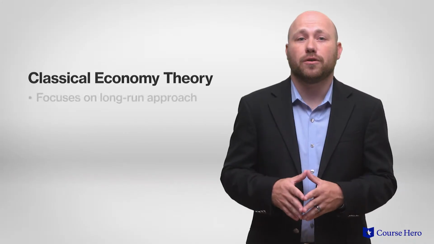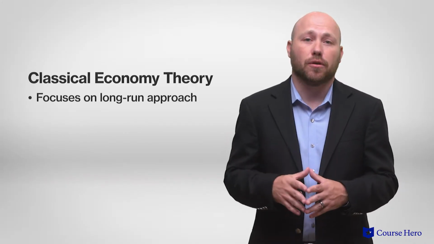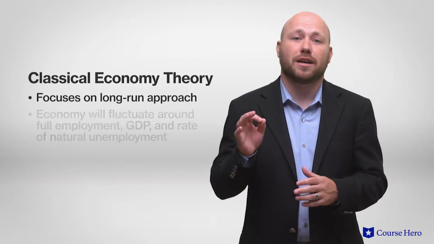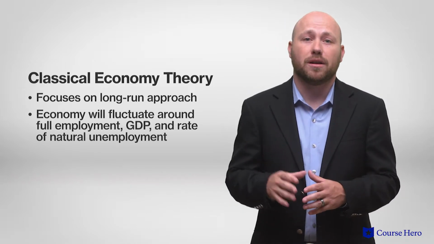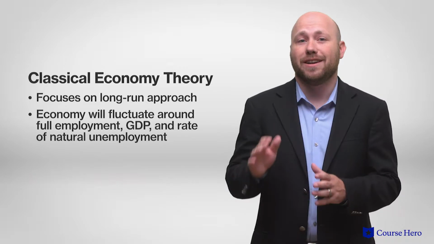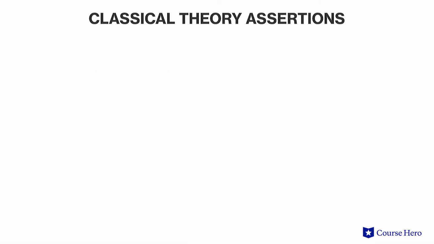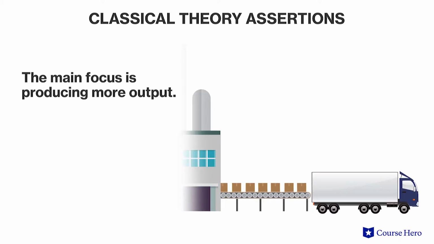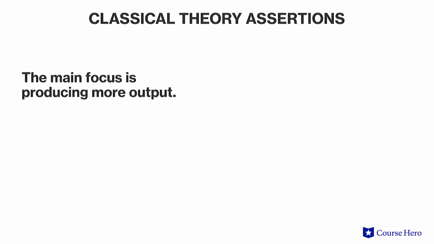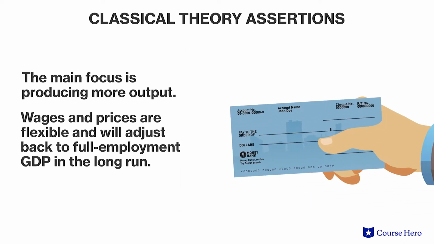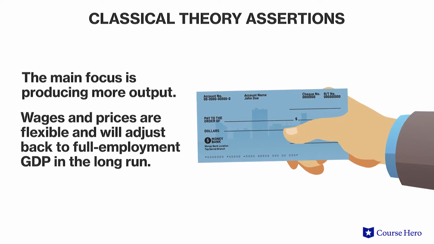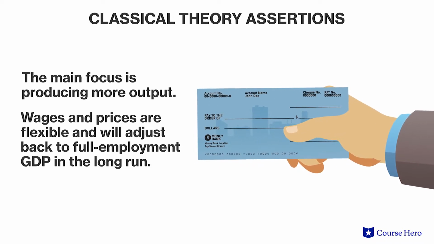Classical economic theory focuses on a long-run approach to achieving growth. The classical theory holds the economy will fluctuate around full employment, gross domestic product, and a rate of natural unemployment. Two assertions are made in the classical theory. First, the main focus is on producing more output, which is determined at the full employment level of GDP. Second, advocates of the classical theory assert that wages and prices are flexible and will adjust back to full employment GDP in the long run.